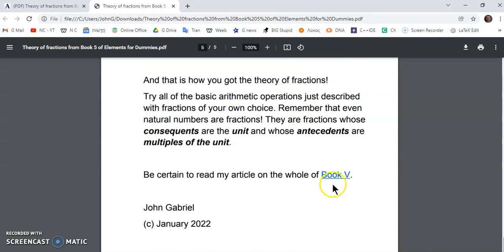Be certain to read my article on book 5. It contains all the definitions and propositions of book 5, and it will give you a profound insight into the concept of number and arithmetic and algebra and the history of mathematics and why we do the things that we do in mathematics.